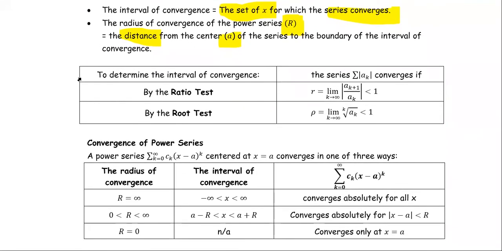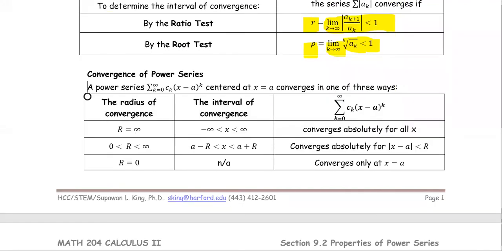To determine the interval of convergence, by the ratio test for the infinite series, r equals the limit as k approaches infinity of the absolute value of the a_(k+1) term divided by the a_k term, and if it is less than 1, the series converges. By the root test, use the notation rho equals the limit as k approaches infinity of the k-th root of the absolute value of a_k; if it is less than 1, the series converges.